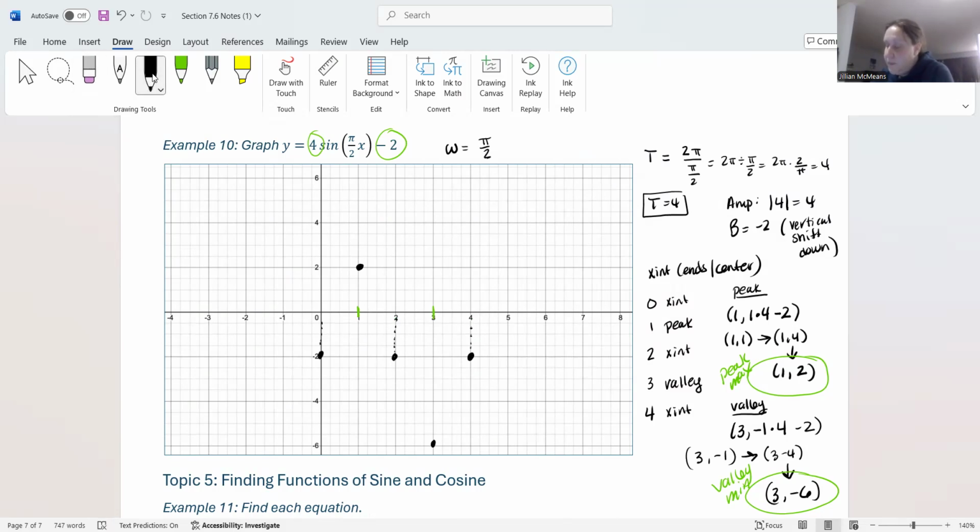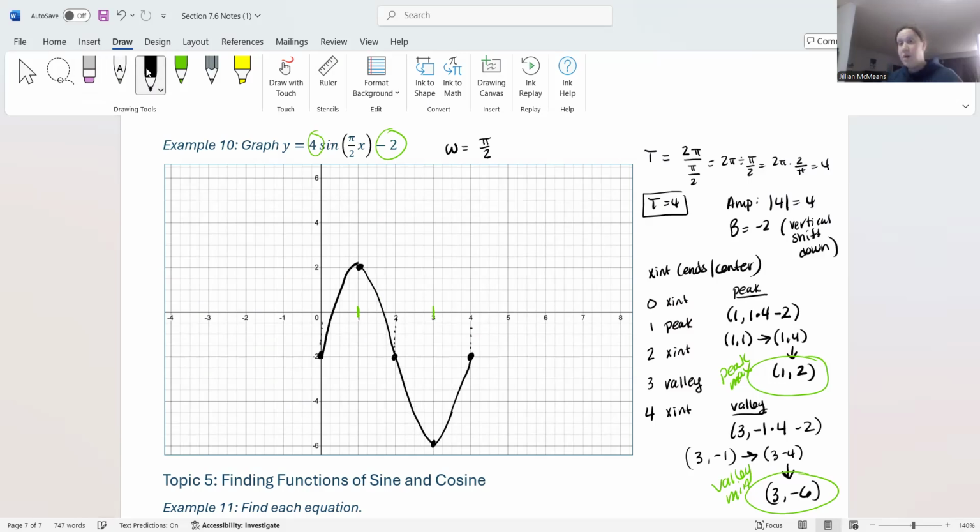Okay, now let's draw. We start at our first x-intercept, which is now shifted down 2. We go up to our peak. We go down to what was our old x-intercept, to a valley, and then we go back up. Pretend I actually hit this right here. Let me see if I can draw that better.